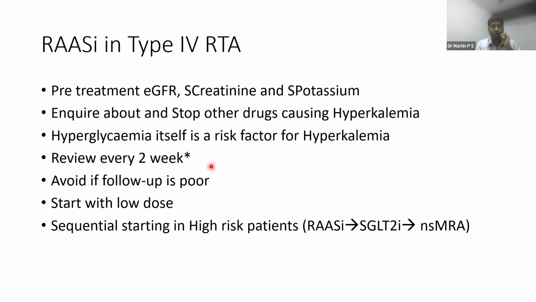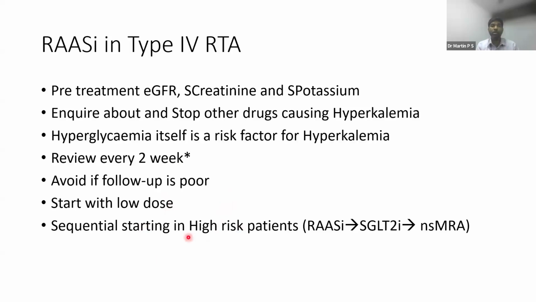So the KDIGO practice point in 2024 mentions that you have to review a patient started on ACE inhibitors and ARB every 2 to 4 weeks. So in this particular group of patients, make sure that you review them earlier. Review them at 2 weeks. And if the patients are not following up properly, don't add these drugs. And always start at a very low dose. If you are planning to start telmisartan, start at 20 milligram, or losartan, you start at 25 milligram.